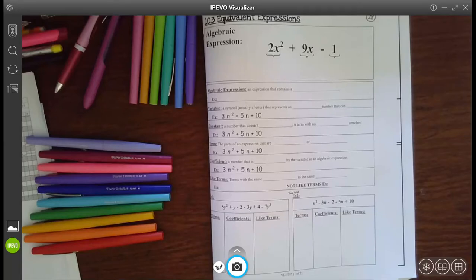Hello, my little mathematicians. Today, we are going to talk about the different parts of an algebraic expression and then combining like terms. So first of all, let's go through a little bit of vocab.